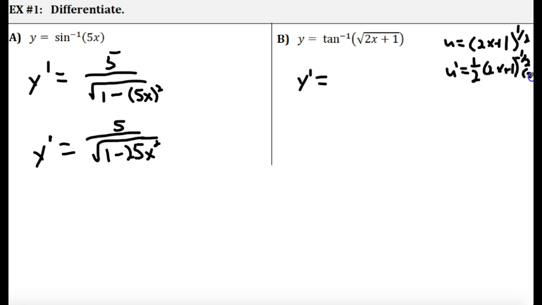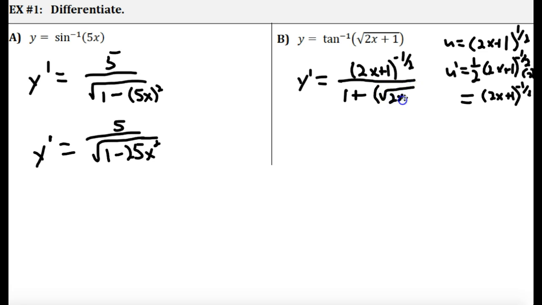I'm running out of room here. So if we clean that up, the 1/2 times the 2 would cancel out, and we would just get 2x plus 1 to the negative 1/2 power. So that's what will go in my numerator here. That's u prime, 2x plus 1 to the negative 1/2 power. Then in the denominator, we have 1 plus what's on the inside squared, so the square root of 2x plus 1 squared.